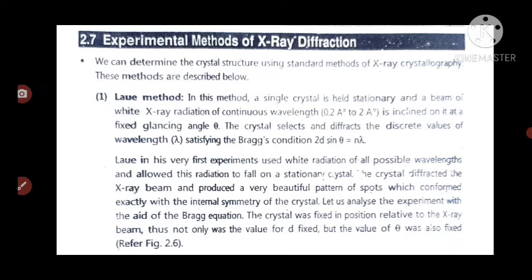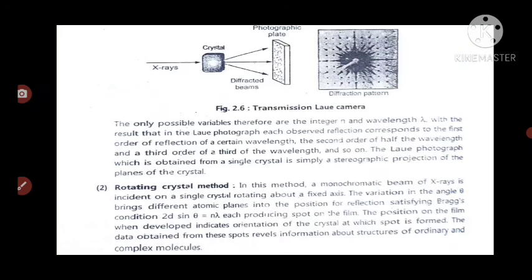So you not only keep the value of d fixed, but you also fix the value of theta. That is, we consider the value of the interplanar distance of the crystal and the angle of incidence of the X-ray on the plane, which are set up, and the only possible variables are the integer n and wavelength lambda. As a result, the Laue photograph shows reflections corresponding to the first order reflection of a certain wavelength.